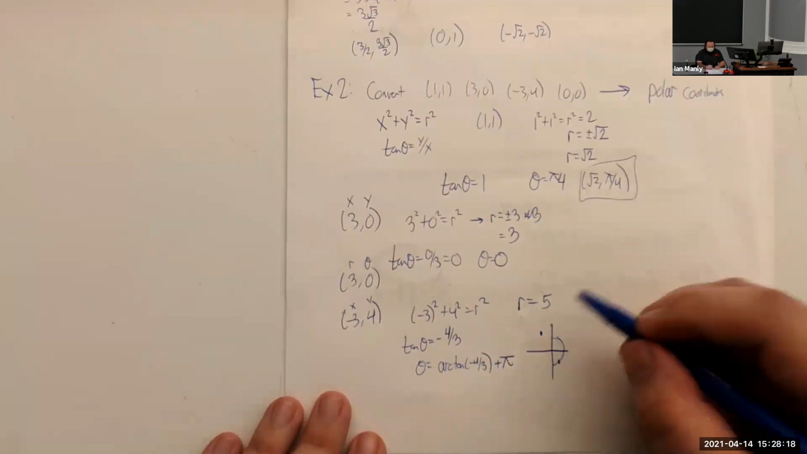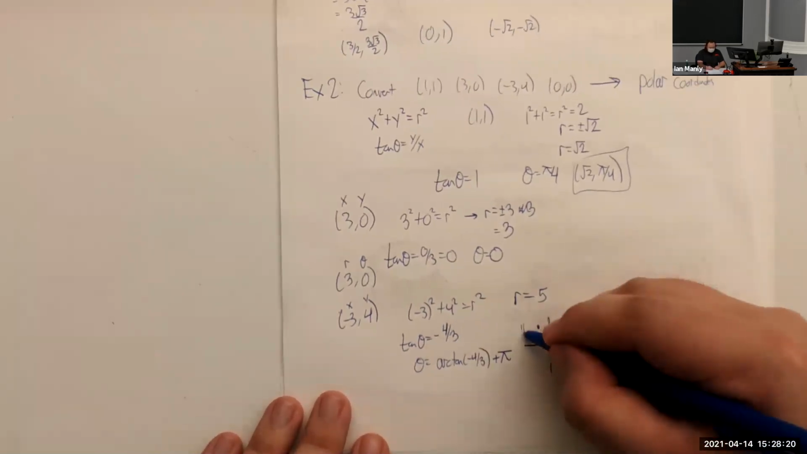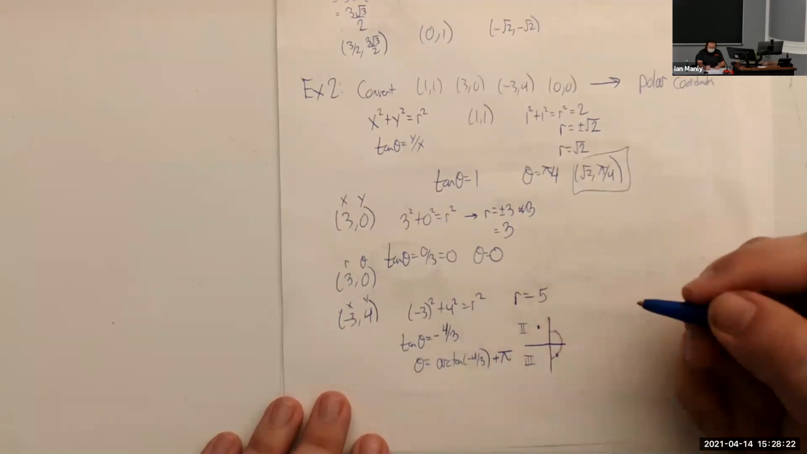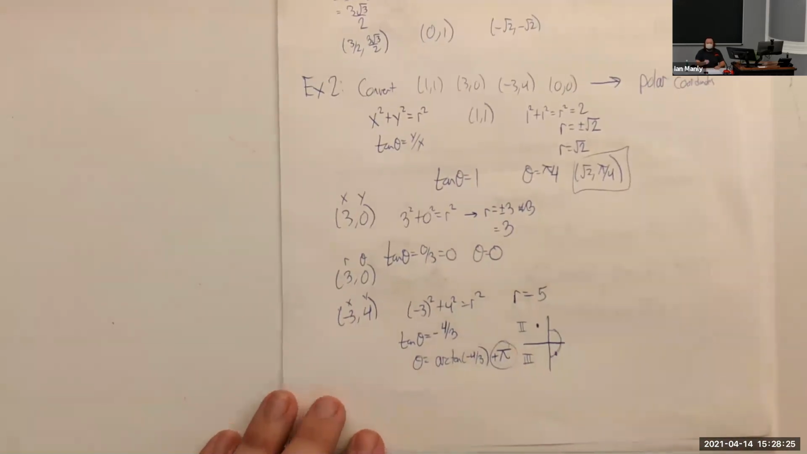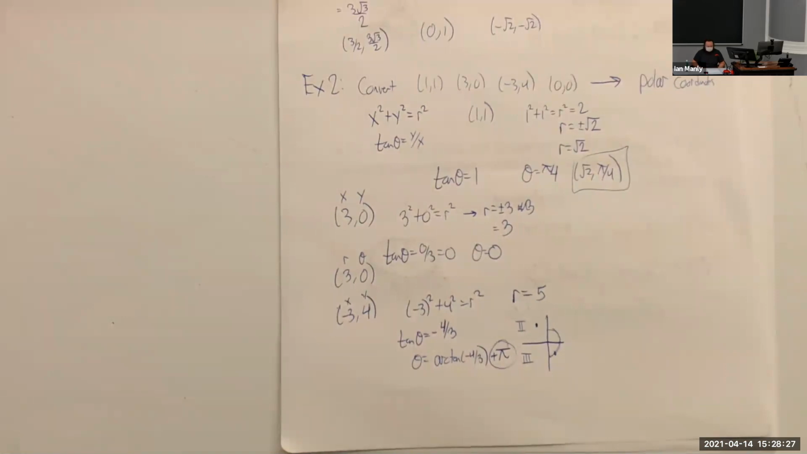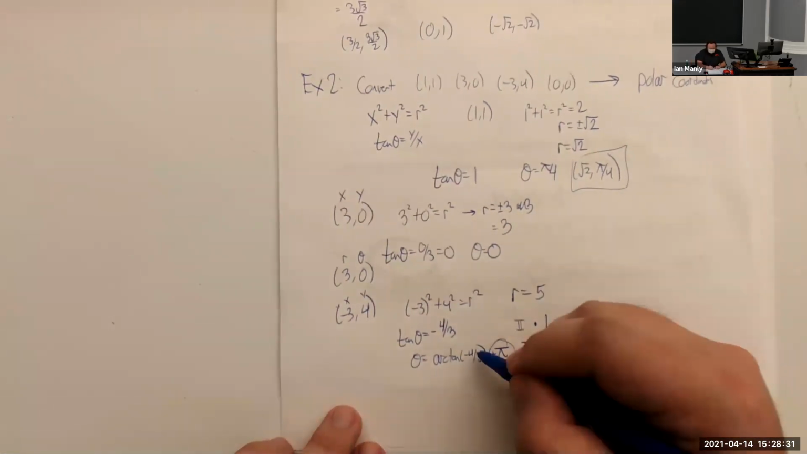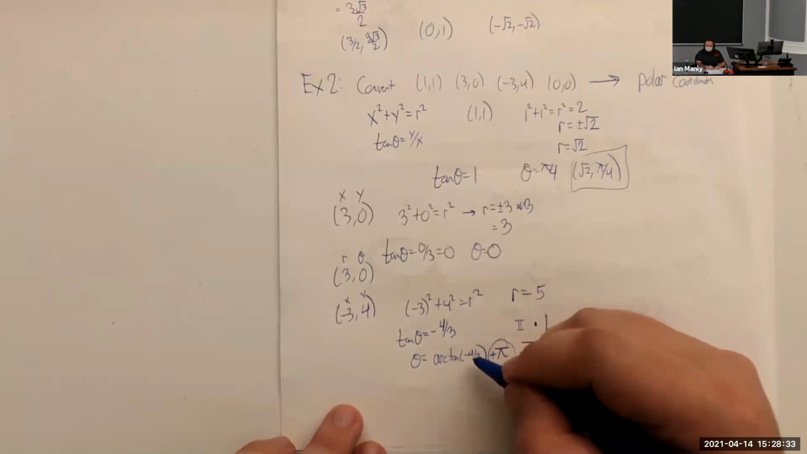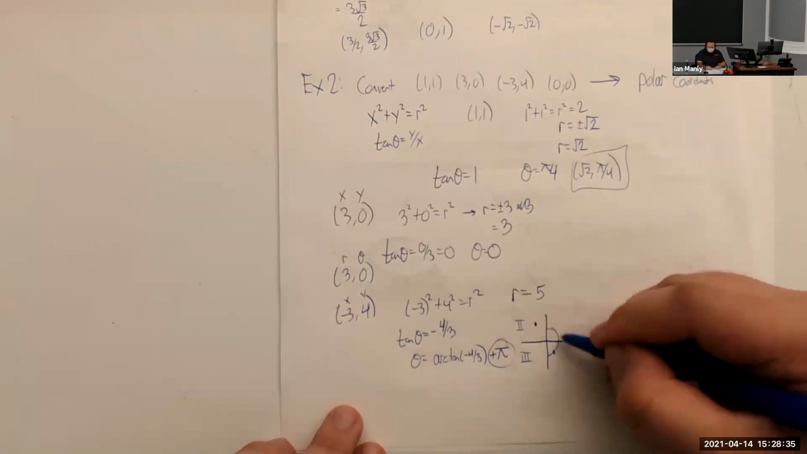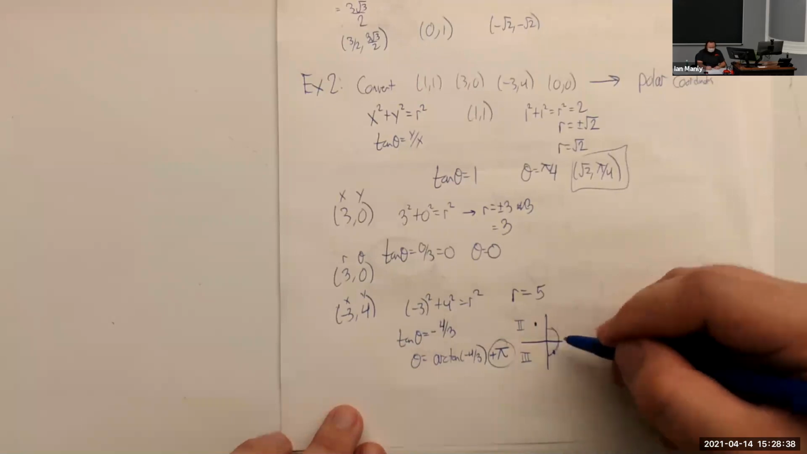So the moral of the story is if your point is going to be in quadrant 2 or quadrant 3, then you're going to want to add pi to your arctan. But if you end up getting something in quadrant 1 or 4, then you don't need to add pi to arctan because arctan already can be -pi/2 to pi/2.